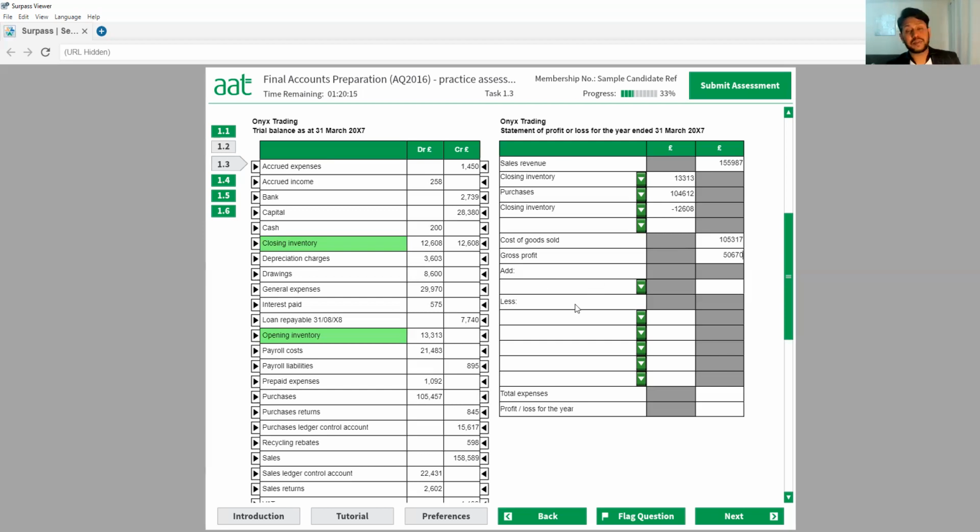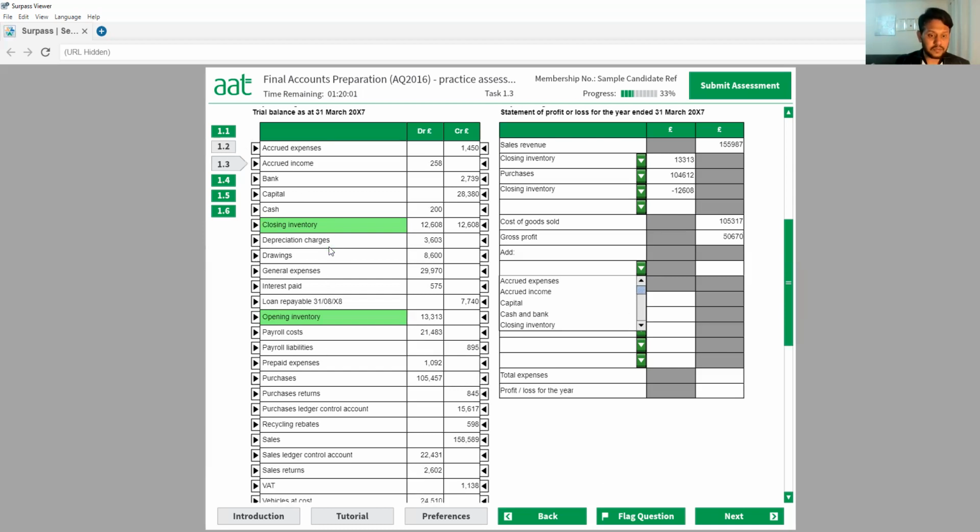Now here, most of the time in the exam, you're going to see disposal of non-current asset, but you need to see what else you can add. There is no disposal of the non-current asset here. Then you need to look, is there any recycle rebates? We can see we have a recycle rebate.